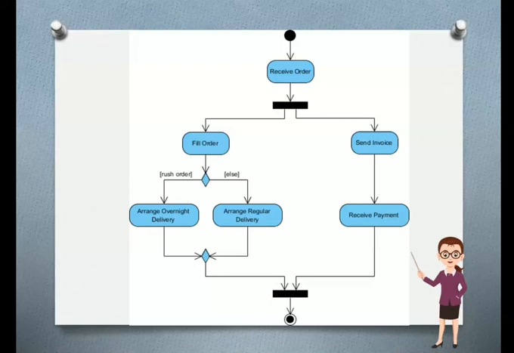While this is happening, there is another activity going on in parallel, which is receive payment. These parallel activities are represented with the help of a fork, the upper horizontal bar, and the entire set of activities is joined with the lower thick horizontal bar. The end activity is shown by a filled circle inside an empty circle. So this is the representation of the order processing activity diagram.